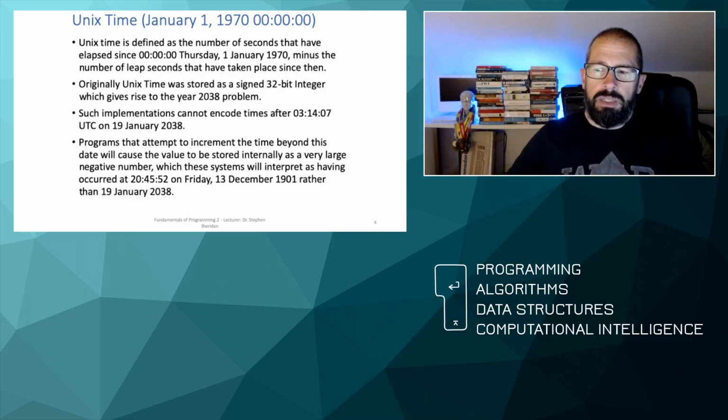Okay, so Unix time is defined as the number of seconds that have elapsed since 0000 hours January 1st, 1970, right? And we count the number of seconds forwards. We can also count the number of seconds back from that point in time as well. And originally, that number of seconds was stored as a 32-bit signed integer.